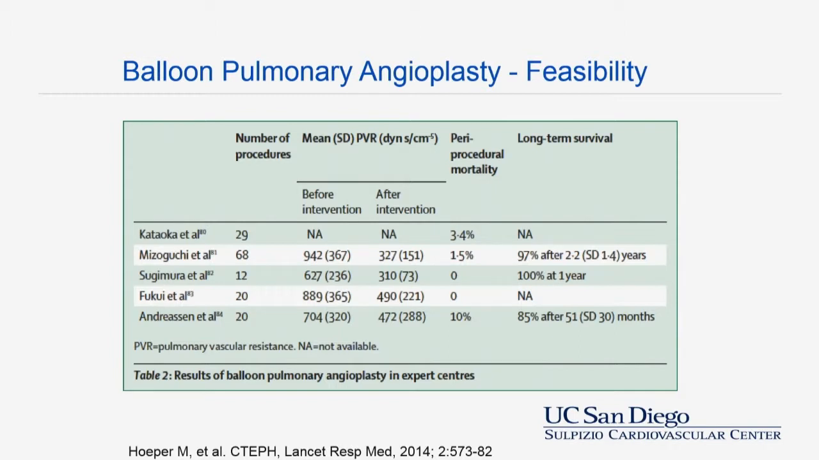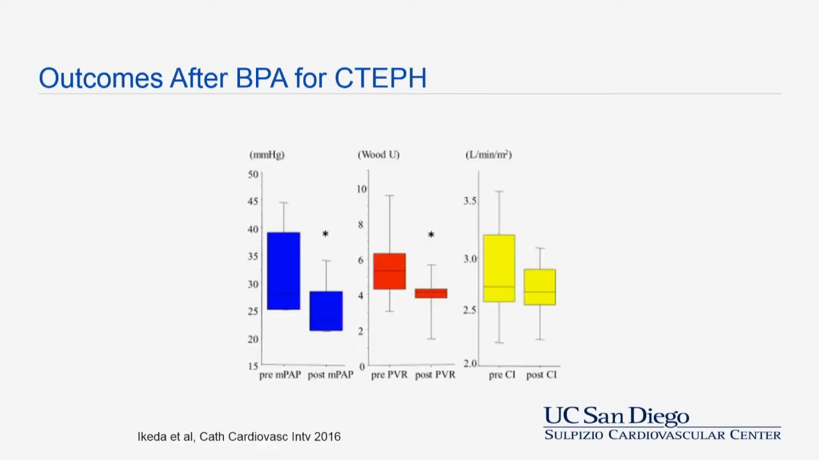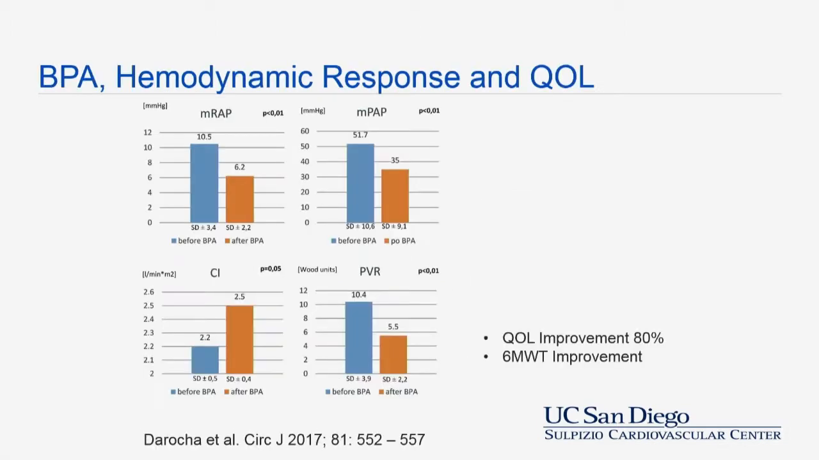As time is of the essence, let me show you some of the preliminary data. This was published in Lancet Respiratory Medicine in 2014, showing 5 different groups. These are not number of patients treated, but number of actual procedures, 12 to 68, showing feasibility. Before and after intervention, the pulmonary vascular resistance clearly came down consistently in all of these studies. Another small group from Japan showing similar data. Quality of life indices improve after BPA.